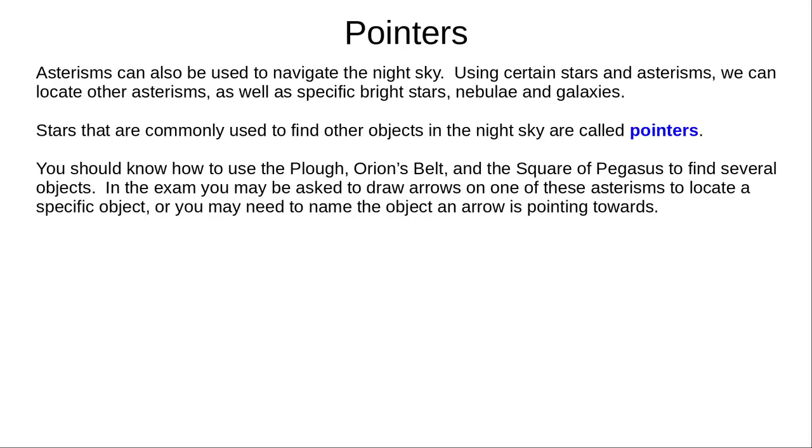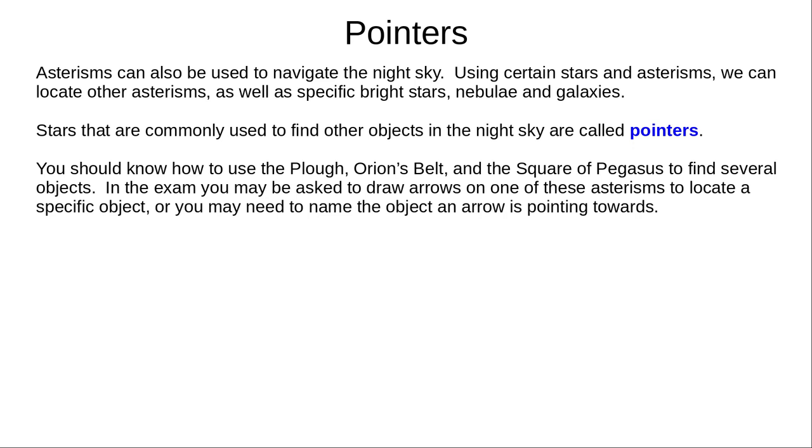Asterisms can also be used as celestial landmarks to help us navigate the night sky. We can use well-known stars and asterisms to locate other asterisms, specific stars, nebulae and galaxies. Stars that are commonly used to find other objects are called pointers or pointer stars.